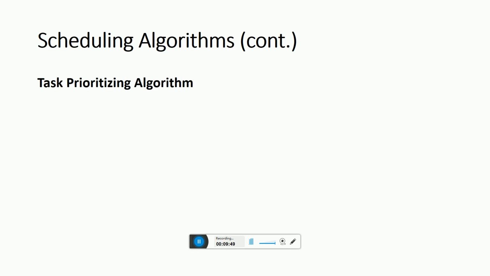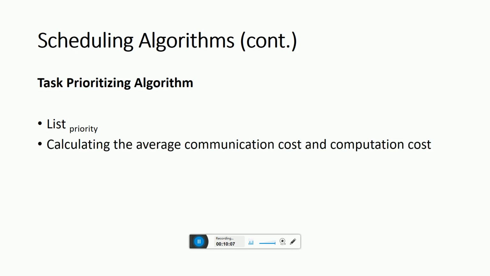In the task prioritizing phase, the task prioritizing algorithm orders each task of the workflow by its priority rank and forms a list of prioritized tasks denoted as list priority. Firstly, we calculate the average communication cost and computation cost for each task in the given workflow graph. After that, the priority rank for each task is calculated, and then we create a temporary list called list candidates to have tasks that are ready to be prioritized.